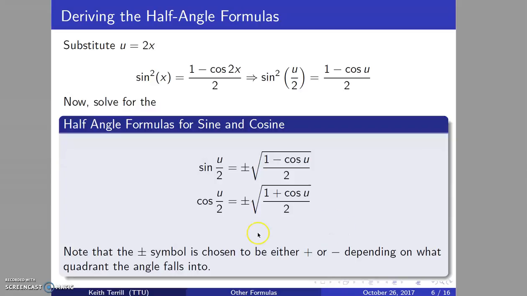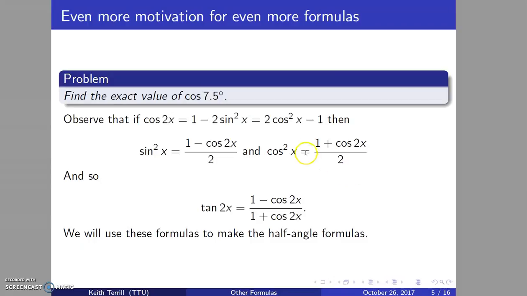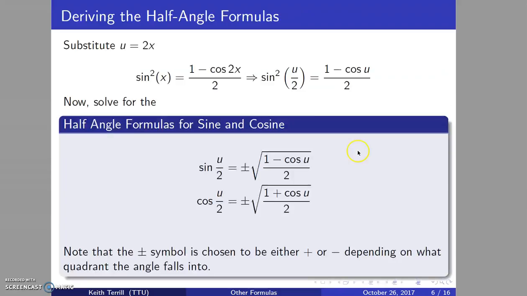And cosine is made the same way, right? I've got the cosine formula, take the square root of this thing, and that's going to get me plus or minus the square root of 1 plus cosine u over 2. And I'll get to tangent here in a bit.